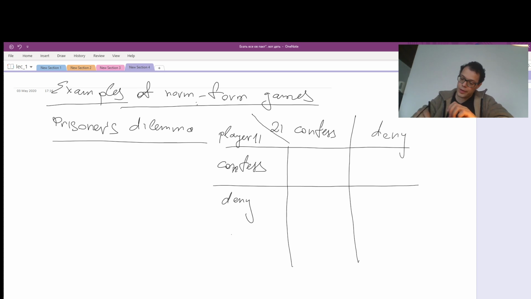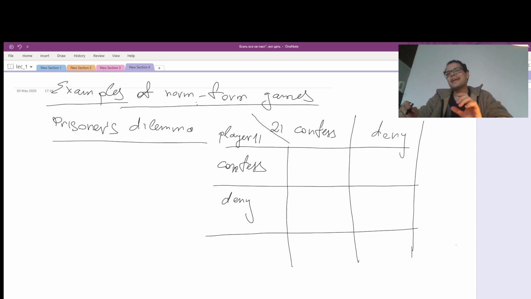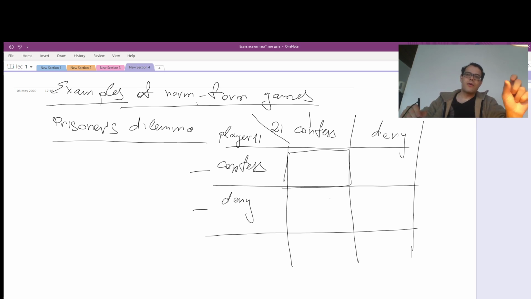Now, the way we write this down, we are going to write two numbers in each cell. The first number is going to represent the utility of the first player if this cell is the outcome. For example, this cell is the outcome when both players confess, and this cell is the outcome when the row player, so player 1, denies and player 2 confesses, and so on. So the first number in each cell is the utility of player 1 and the second number is the utility of player 2. This is called the matrix game. It's just a way to denote games.